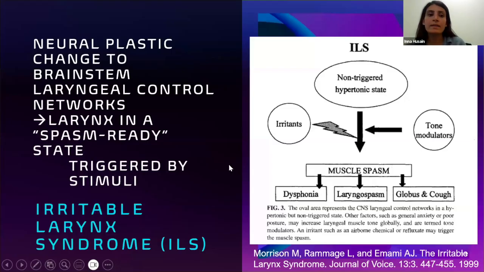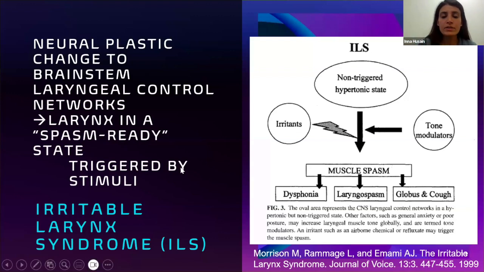Okay. Next, we have the idea of what causes this to happen. What's the underlying issue here? Essentially, what we think happens is that there are neuroplastic changes in the brainstem laryngeal control center, which has networks. Essentially what it does is it creates a voice box, or larynx, that's in a spasm-ready state. It's very tight and triggered. It's on high alert, just waiting to spasm.